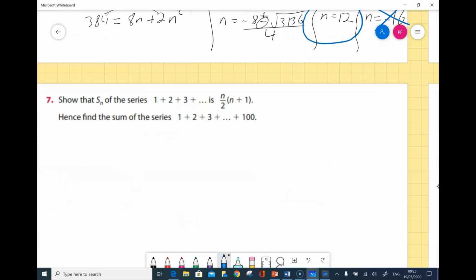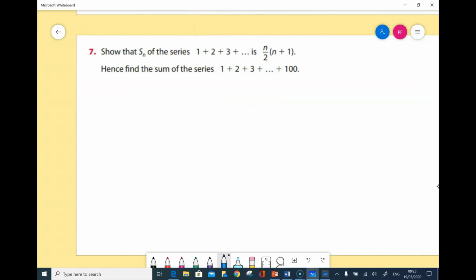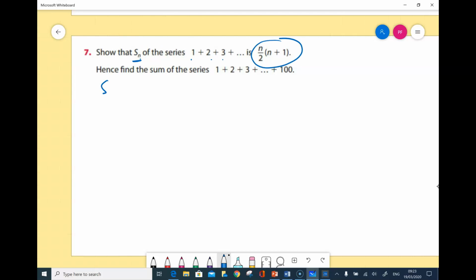So to question 7. Show that Sn of the series, so Sn, that means the formula for the series, of 1, 2, 3 is this. All right, well, let's have a look. To find Sn, I need my formula. n over 2 times 2a plus n minus 1 times d. So I need to fill in a, which is 1, and d, which is the common difference. And we can see it's going up in 1s. So my common difference d is 1.